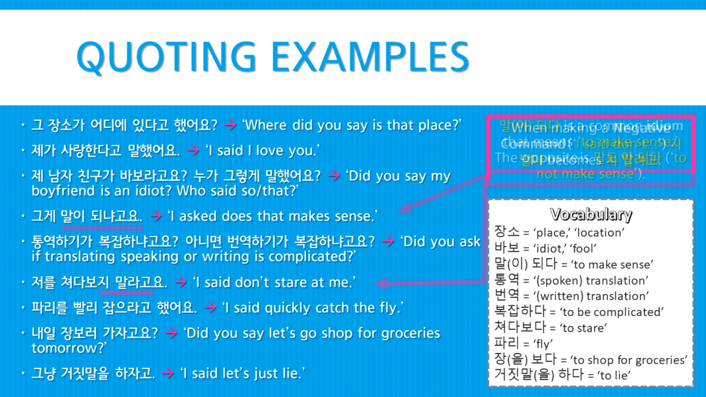저를 쳐다보지 말라고요. I said, don't stare at me. When making a negative command, such as I said don't, use the 지 말다 ending, which will become 지 말라고. 파리를 빨리 잡으라고 했어요. I said, quickly catch the fly. 내일 장 보러 가자고요? Did you say, let's go shop for groceries tomorrow? 그냥 거짓말을 하자고. I said, let's just lie.